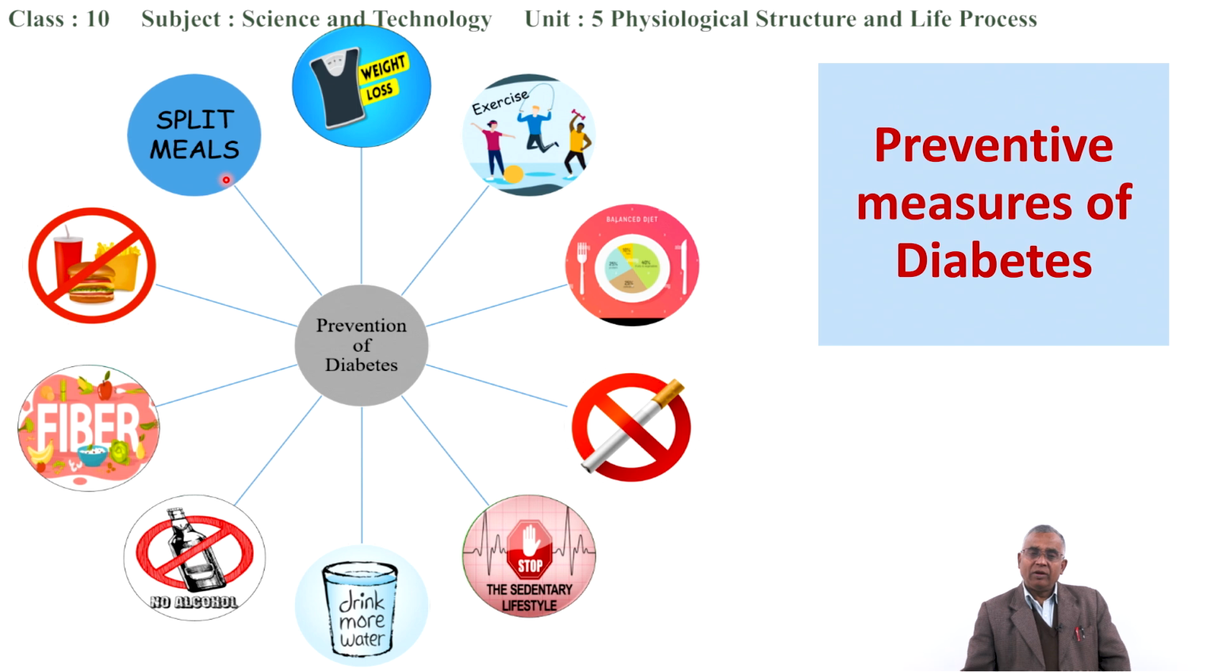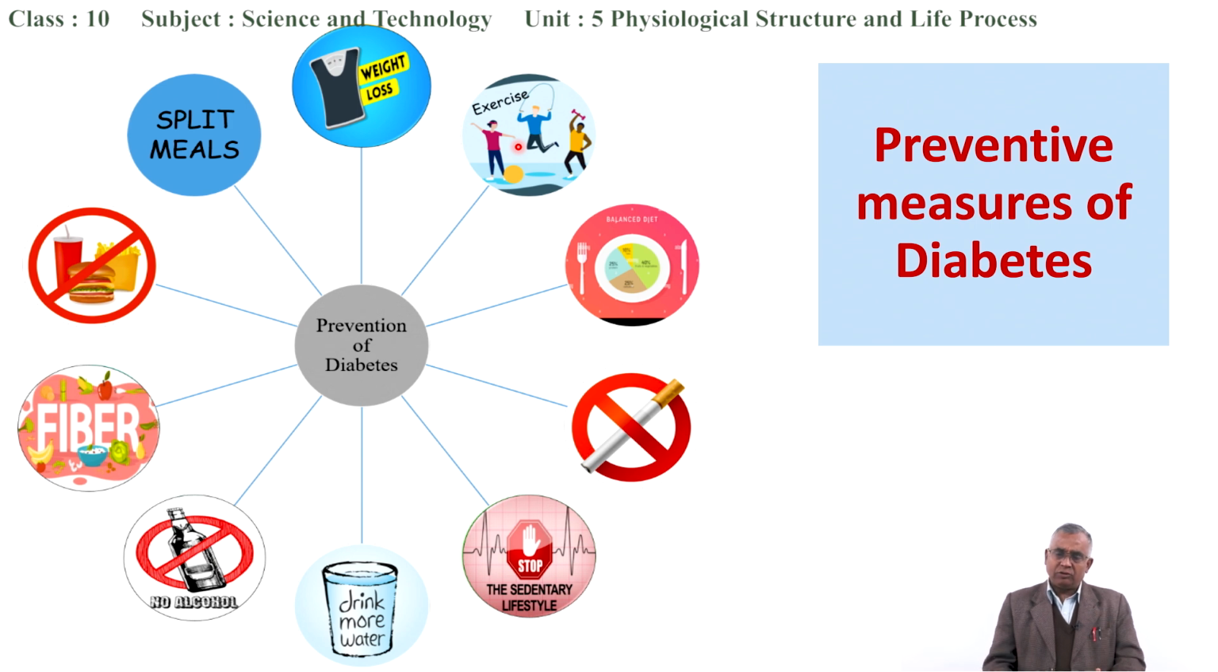Now start from here. We should take split meals. Split meals means what? Do not take more food at the same time; take food in different parts. After 2 hours take again, but the amount of food should be less. The next one is weight loss. If you are overweight, you have to lose your weight; otherwise, diabetes will remove it. Next one is what? Exercise. Exercise is also a very good habit for a healthy life.